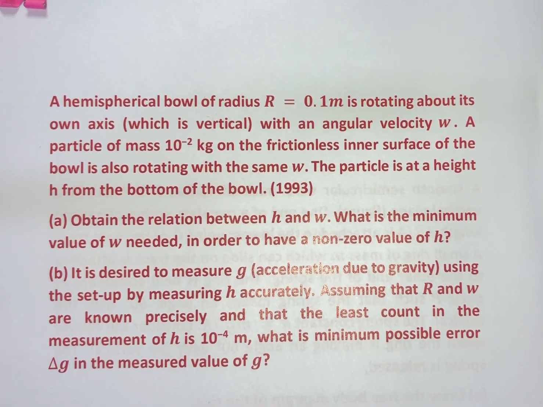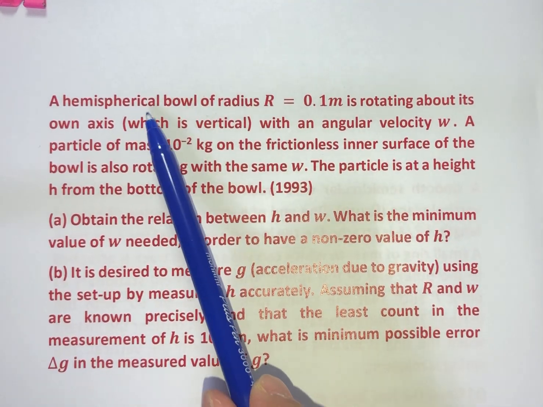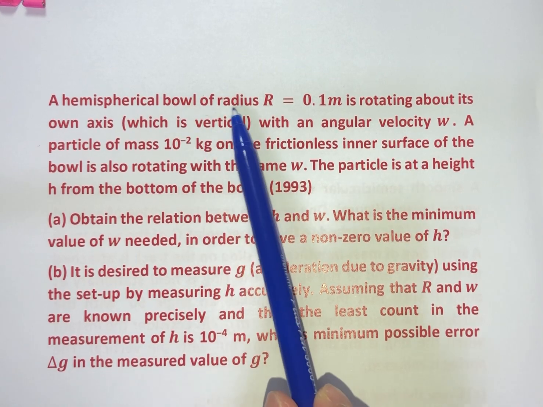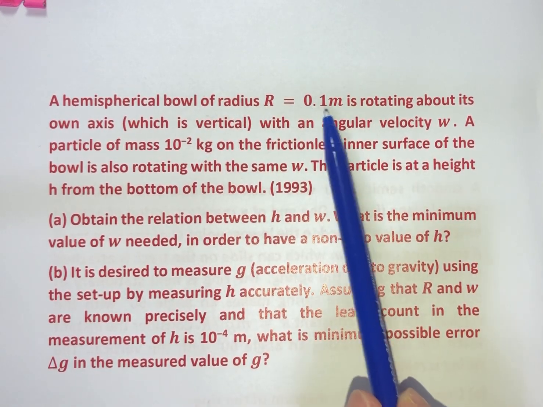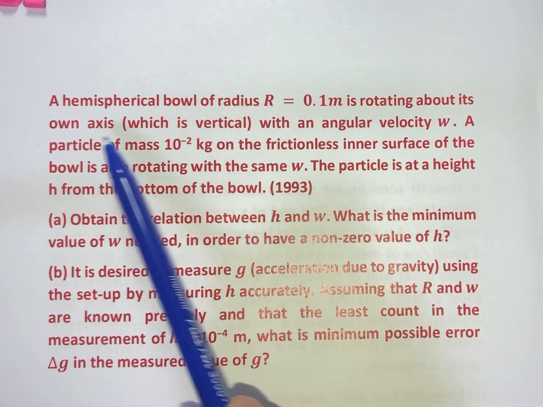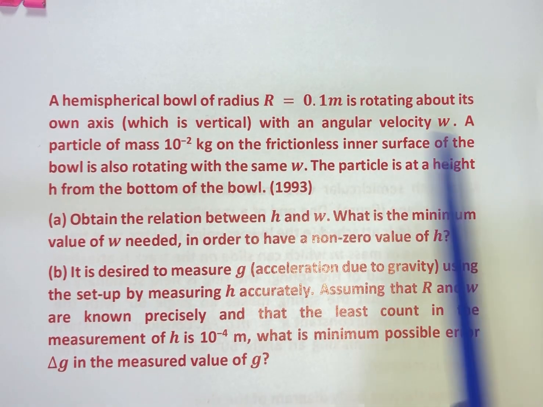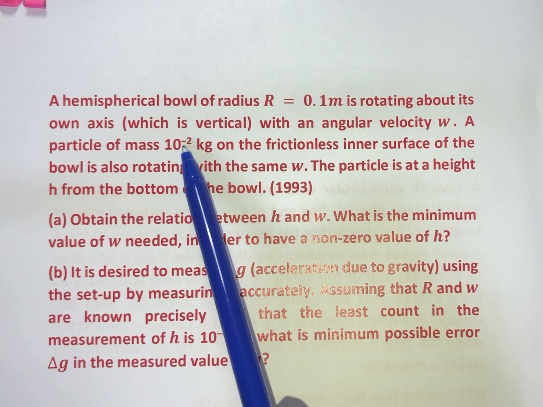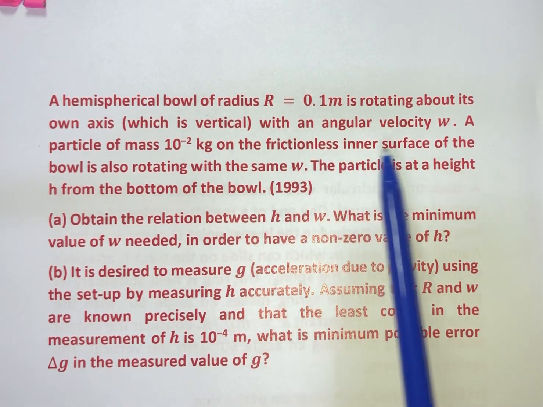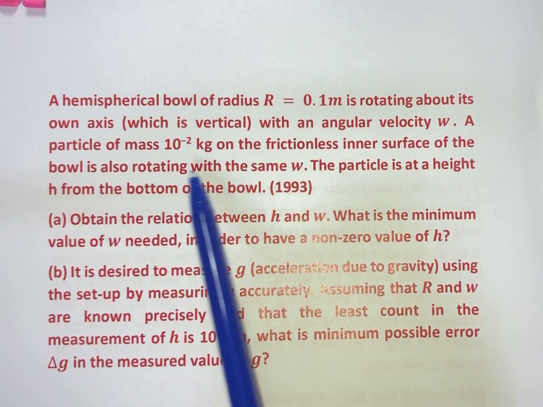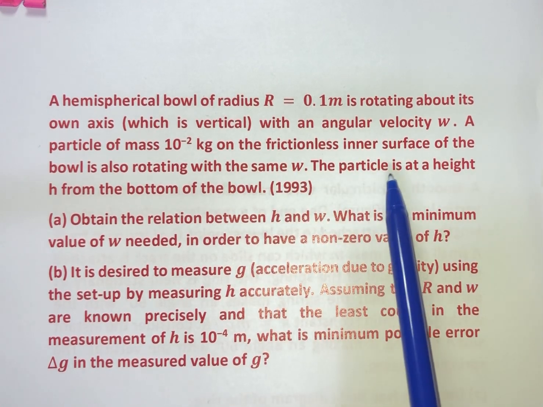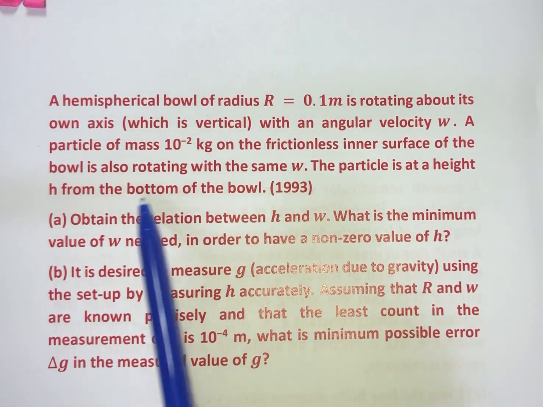Hello friends, today's question. A hemispherical bowl of radius R = 0.1 meter is rotating about its own axis, which is vertical, with an angular velocity omega. A particle of mass 10 to the power minus 2 kg on a frictionless inner surface of the bowl is also rotating with the same omega. The particle is at a height of h from the bottom of the bowl.